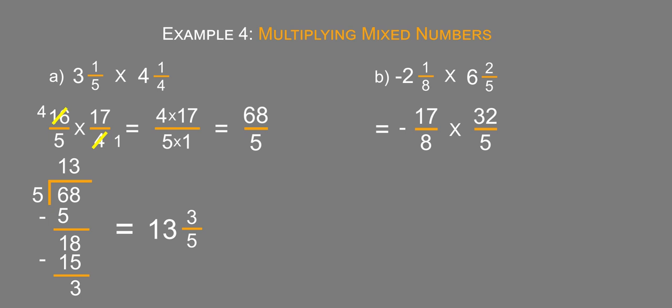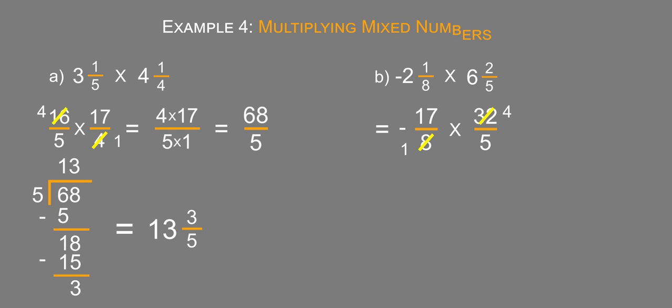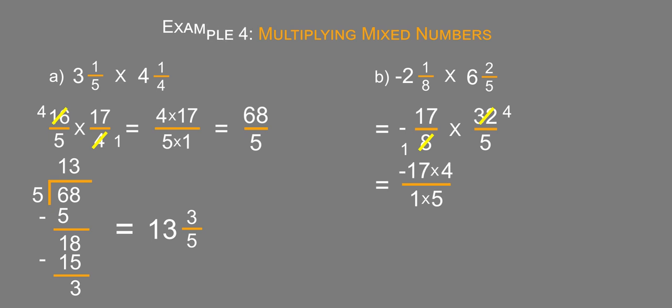We'll go ahead and use our trick again, because 32 and 8 have a common factor of 8. 32 divided by 8 is 4. 8 divided by 8 is 1. So then our problem ends up being multiply across the top, multiply across the bottom. I'm going to keep the negative with the 17, so negative 17 times 4 over 1 times 5.